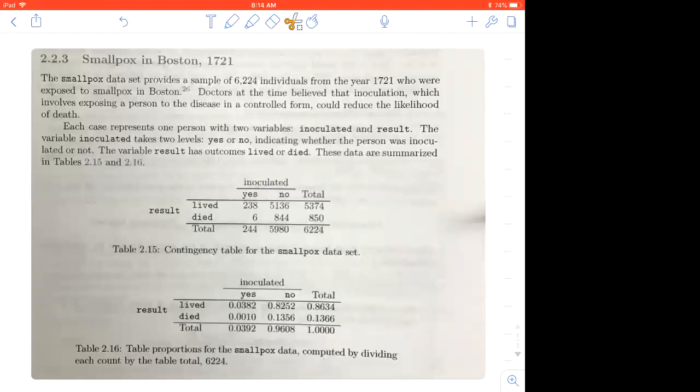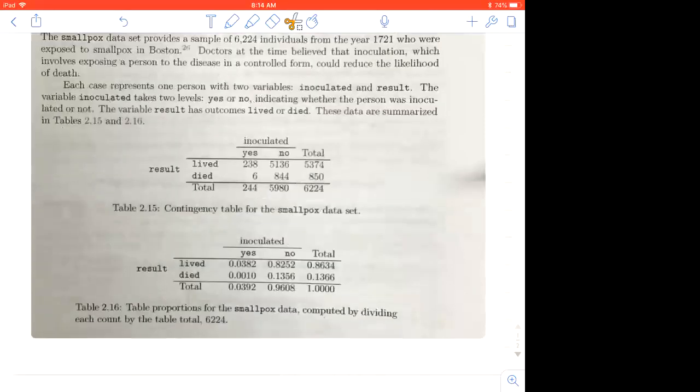Each case is a row in our data set. Each case represents one person with two variables. Either they were inoculated, yes or no, and the results, did they live or die? And so we have this contingency table. If you're going to copy anything down, I know, now I tell you, copy this table down, okay? It's the table with all the results and each of the probabilities instead of the raw counts.